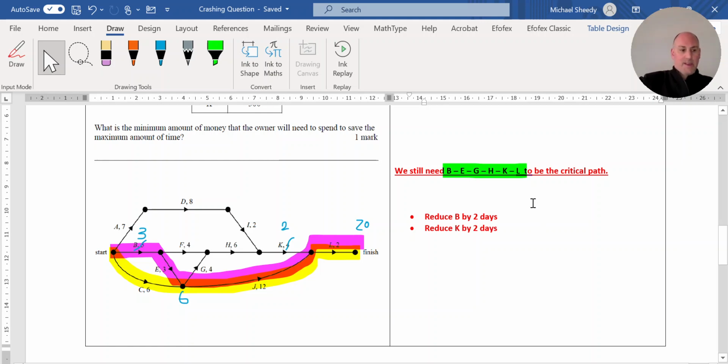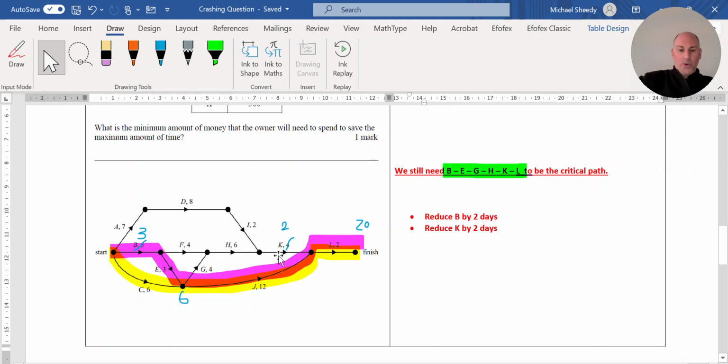Okay. However, I do need to just check some of the other numbers in the network as well. I need to make sure once I reduce some activities that it remains the critical path, that I haven't actually got some other path sitting in the network that's the critical path. So I do need to check that.